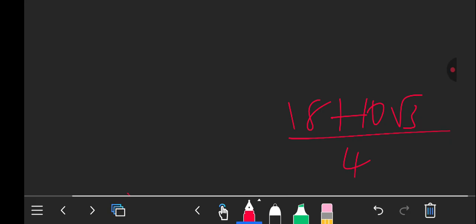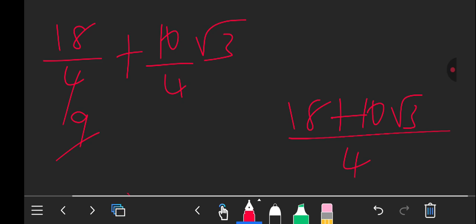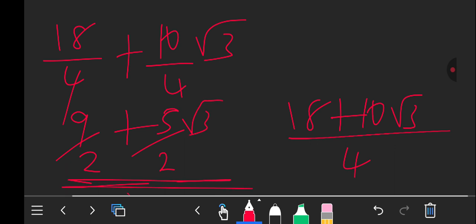So we can distribute on the numerator. So 18 over 4, then plus 10 over 4 root of 3. So 18 divided by 4, that should give 2 into 18, that is just 9. 2 into 4, that is just a 2. Then plus 2 into 10, that is just a 5 over 2 into 4, that is just a 2. Then square root of 3. So this is our final answer.